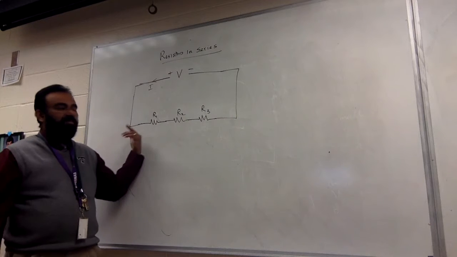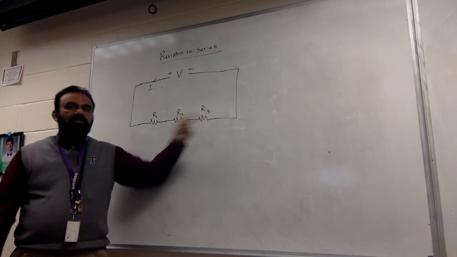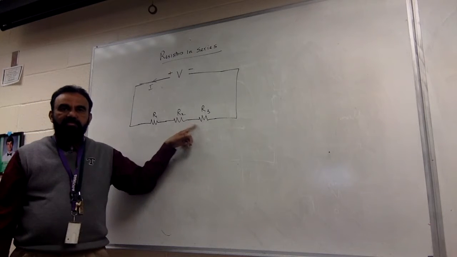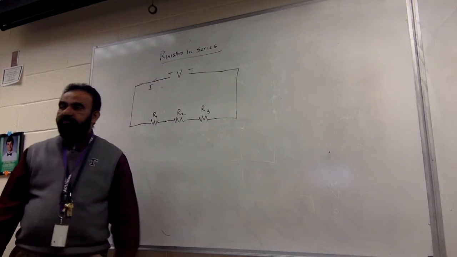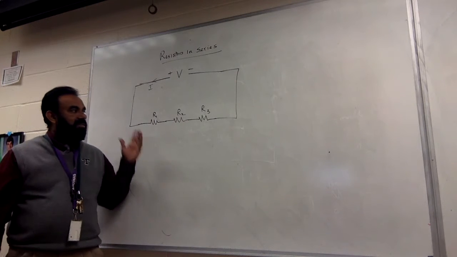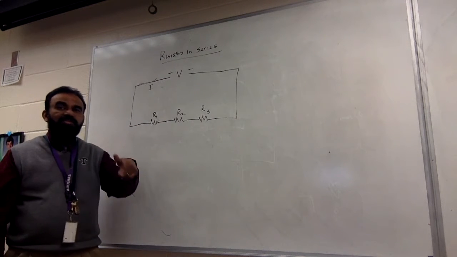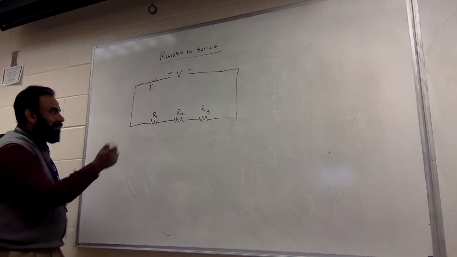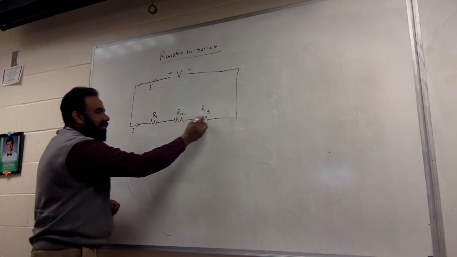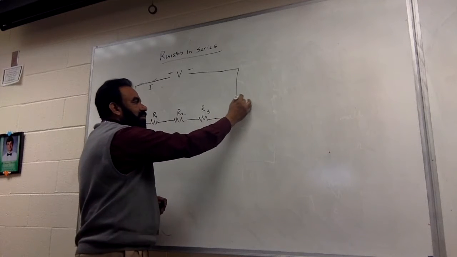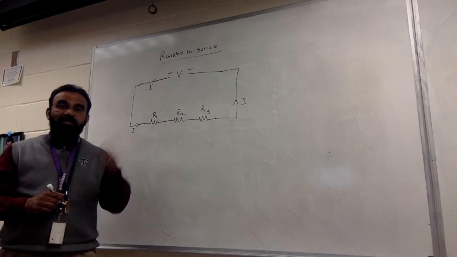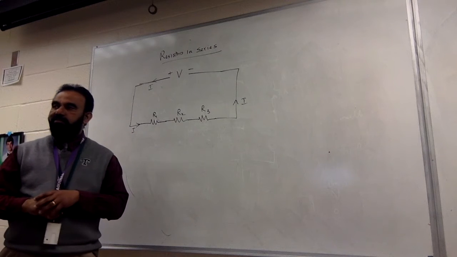Or think of them as three bridges. Then all the cars have to cross this bridge and that bridge. So you can look at it in different manners, like bridges. What you understand from here is that the current is the same throughout. The current here and here and here, they're all the same, and the current in the circuit will stay the same. So in all series circuits, what is common? Current is common, right?